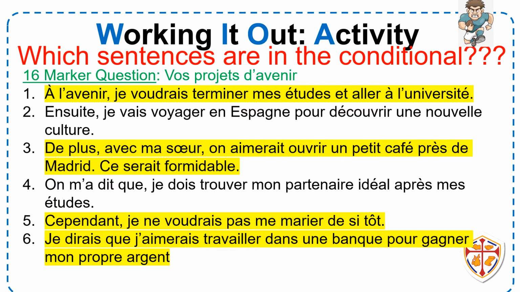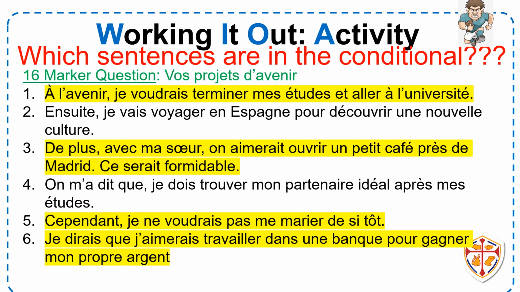If we look at number 3, "De plus, avec ma sœur, on aimerait ouvrir un petit café près de Madrid, ce serait formidable." In this sentence, we can see that first they have used on aimerait that ends with a T, followed by an infinitive, ouvrir, therefore this is correct, and we can also spot another conditional verb which is ce serait. Therefore this answer is correct.